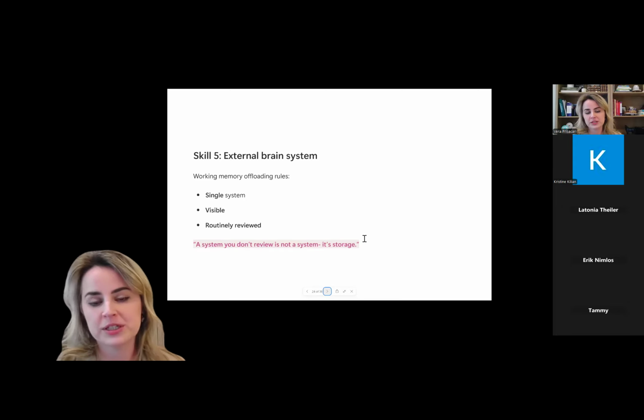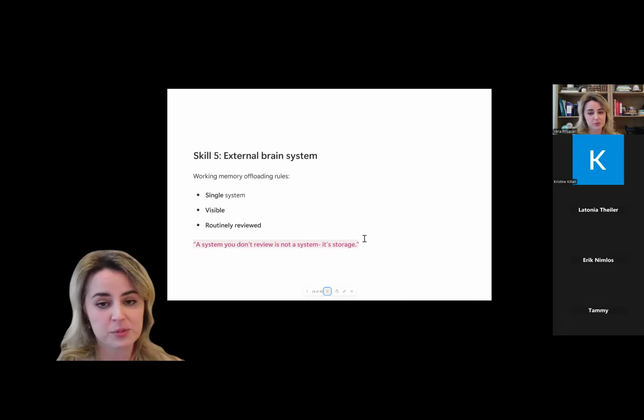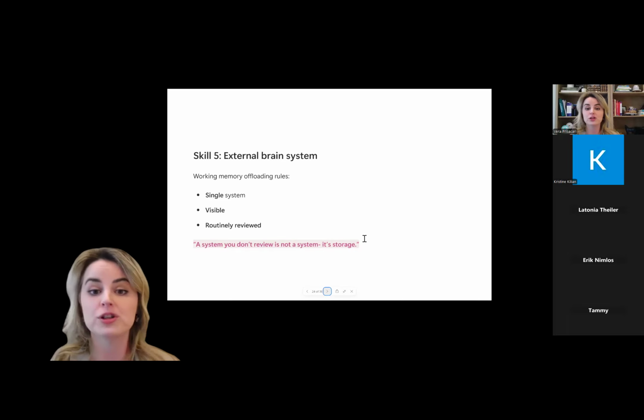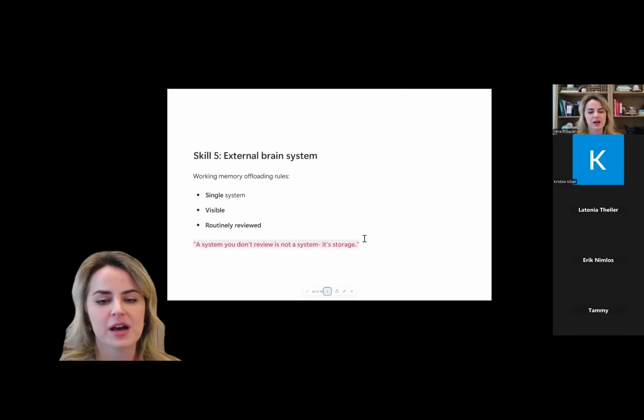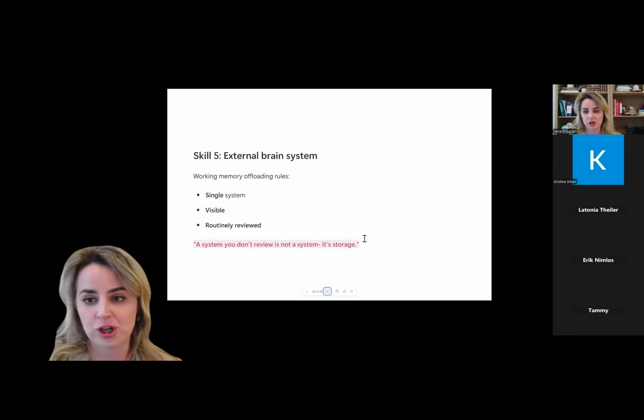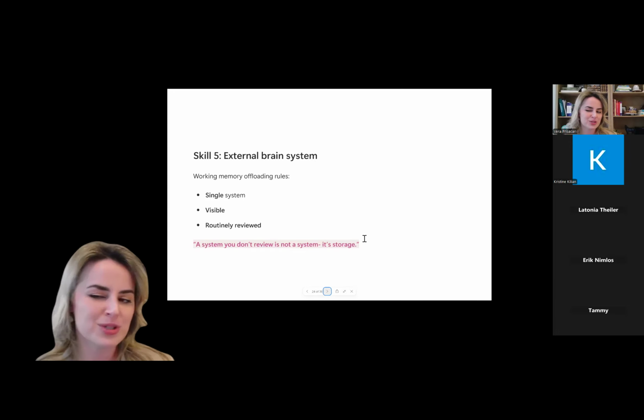So a lot of people tell me about using their phone apps. On the phone, the Notes app, right? Oh, it's great. I always know it's a single system. It's always in my phone app, in the notes. It's very visible, right? So it checks that. But is it routinely reviewed?